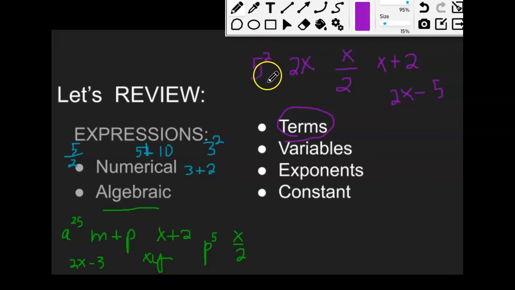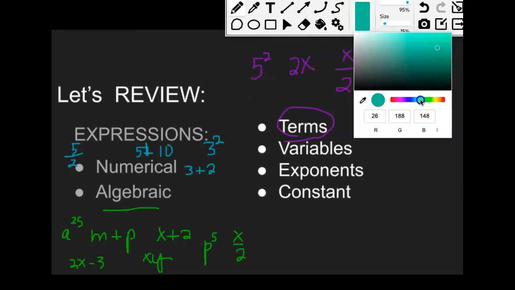See that? That's a term, but it's just a number. This is a term that is a combination of the product of 2 and x. This is a term, a quotient of x and a number. 2x minus 5 is also two terms. So again, terms are separated by addition and subtraction. They are combined with multiplication and division. We'll deal with more of that.